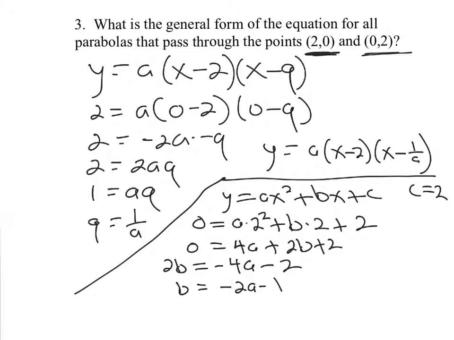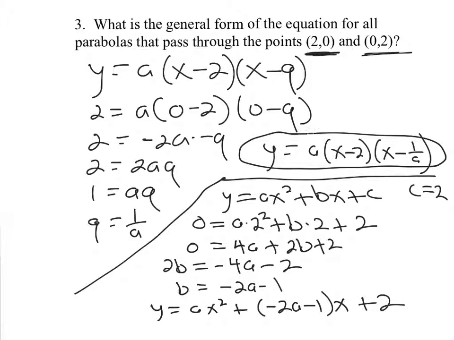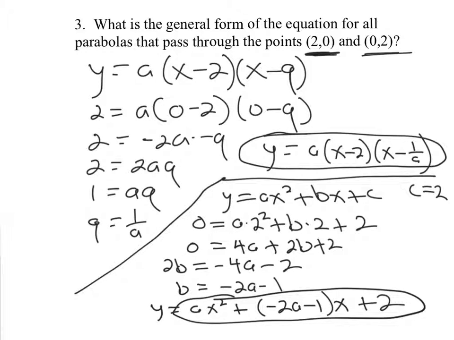And we can rewrite our equation, therefore, as y is equal to ax squared plus negative 2a minus 1 x plus 2. If you multiply this equation out, you're going to get this equation, which is how we want things because we don't want the two different methods to yield two different solutions. So they are equivalent.